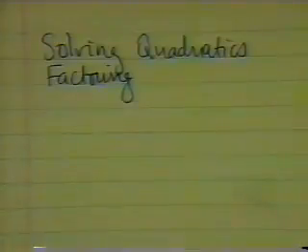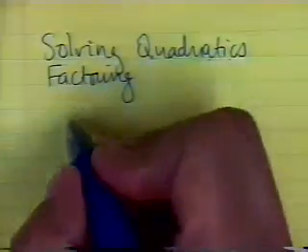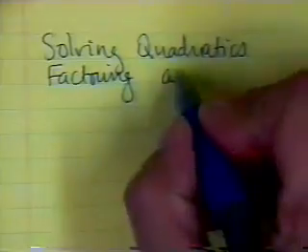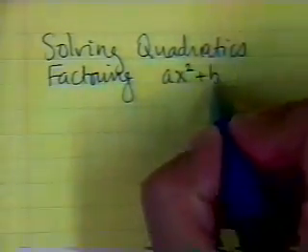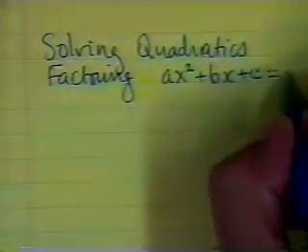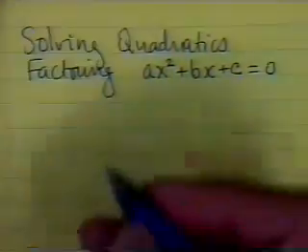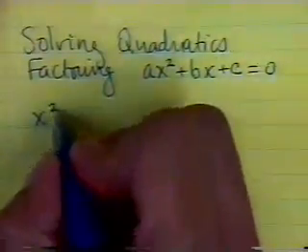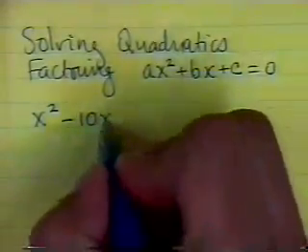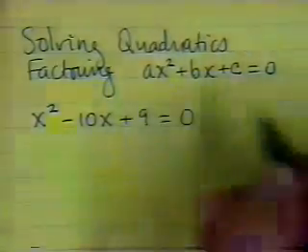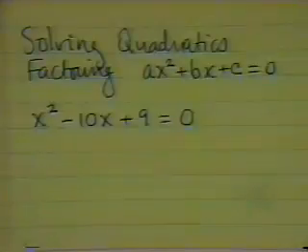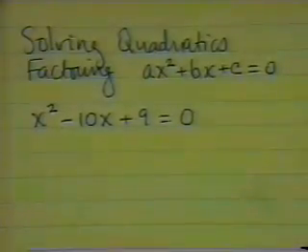When we're solving quadratics by factoring, the first step is to make sure our quadratic, which again here's our general form for a quadratic, is all on the left or right hand side and in descending order, set equal to 0. Here's our first example we're going to solve by factoring.